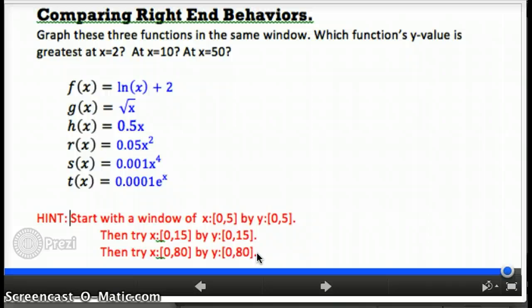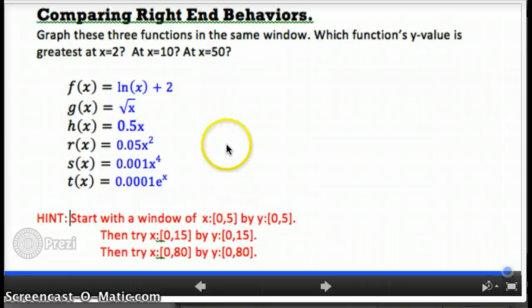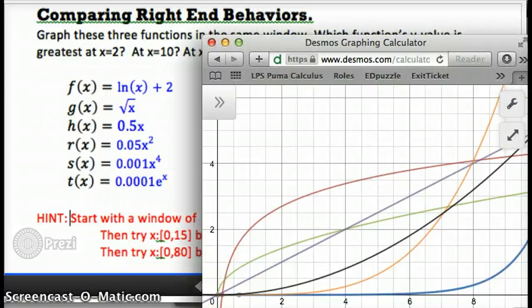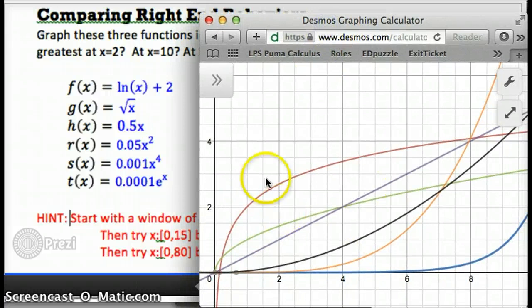Just a hint, you might want to use the trace button. If you use the trace button on your graphing calculator, it'll allow you to jump from function to function, and you can look in the top corner to see which function you're actually looking at to help distinguish between the different lines. So hopefully what you learned from this exercise is that the function that may seem to be the largest initially isn't always the largest in the end.